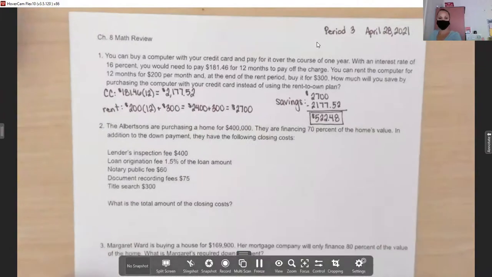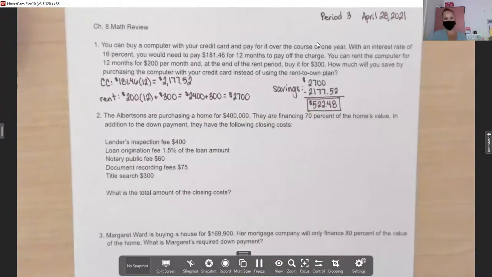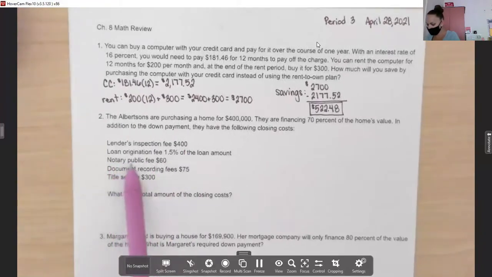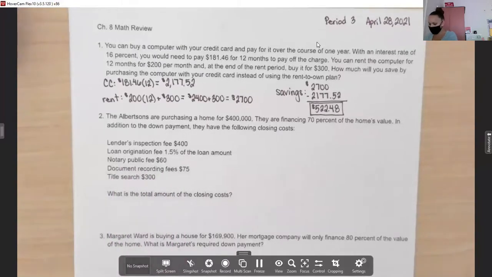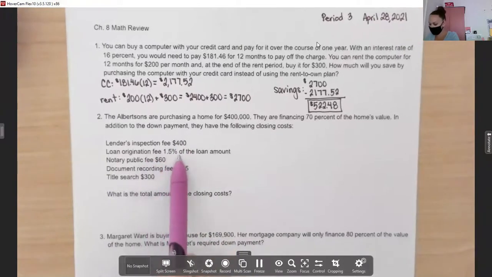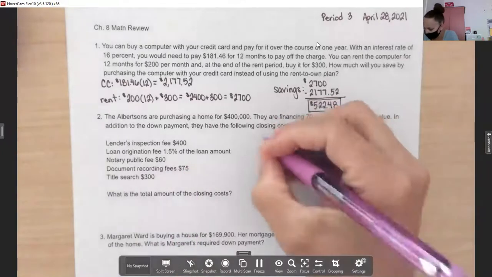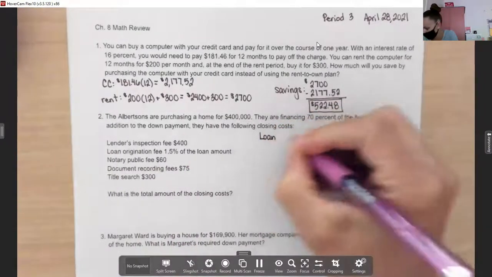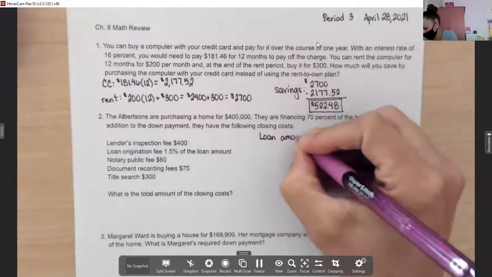All right, number 2 says the Albertsons are purchasing a home for $400,000. They are financing 70% of the home's value. In addition to the down payment, they have the following closing costs: lender's inspection fee, loan origination fee, notary public fee, document recording fees, and a title search. What is the total amount of the closing costs? So, for the closing costs, all of these are given in dollar amounts except the loan origination fee. It's 1.5% of the loan amount. So the first thing we need to figure out is the loan amount. How much are the Albertsons getting their loan for?